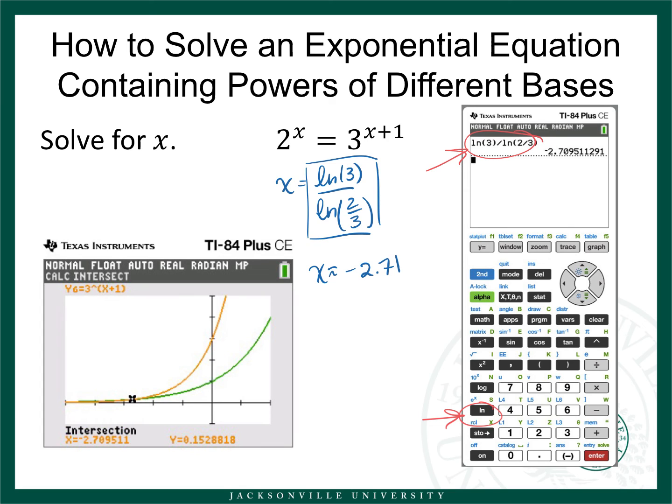What I also have here on the left is a screenshot of these two equations. So the orange equation is the equation 3 to the x plus 1. So that's this guy, 3 to the x plus 1. And the green equation is the equation 2 to the x. So this green curve here is 2 to the x. And we want to know where they are equal to each other. And hopefully you can see down here the point of intersection the calculator gives us is at x equals negative 2.71, which is what we got when we put the natural log of 3 divided by the natural log of 2/3 into our calculator.